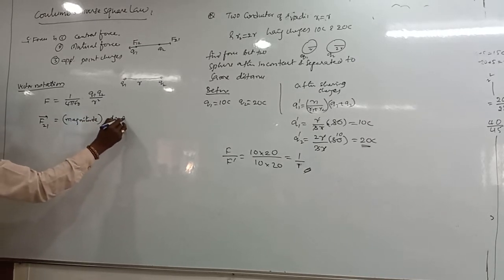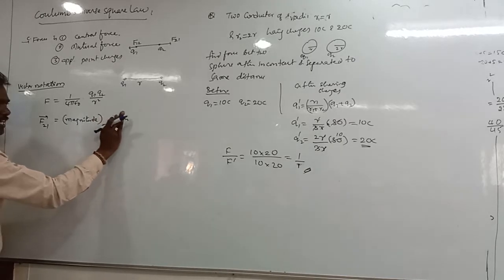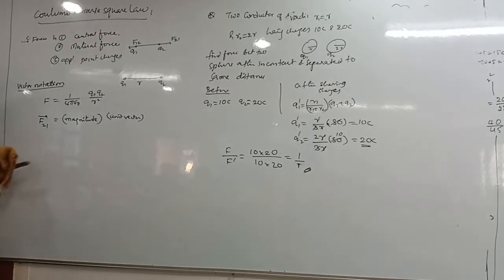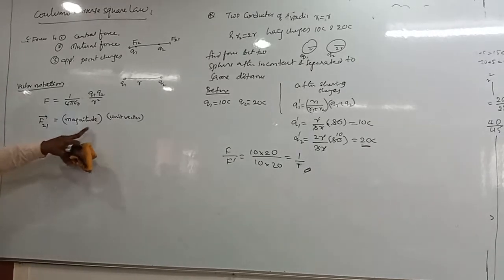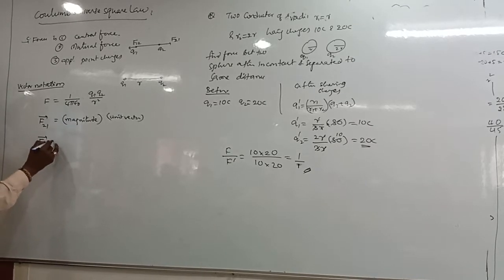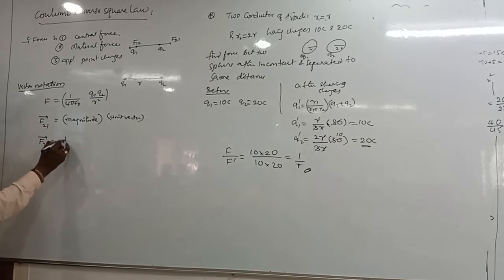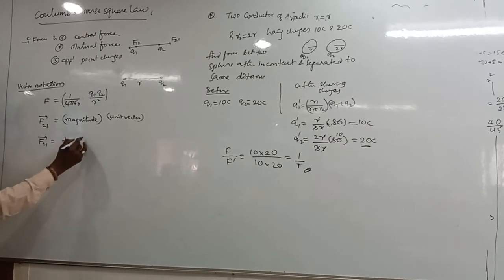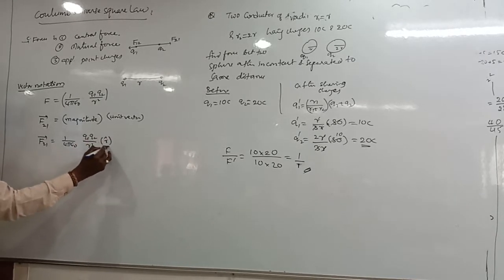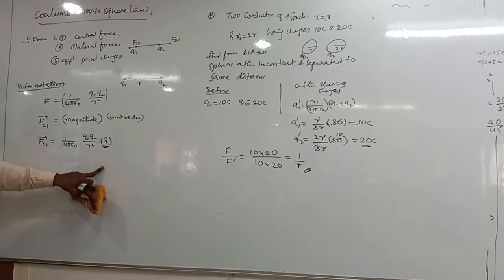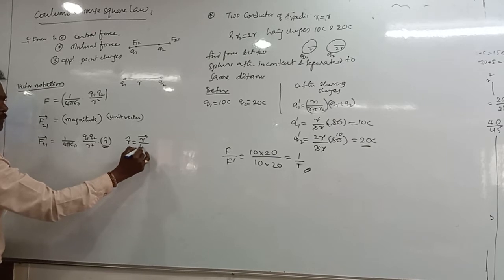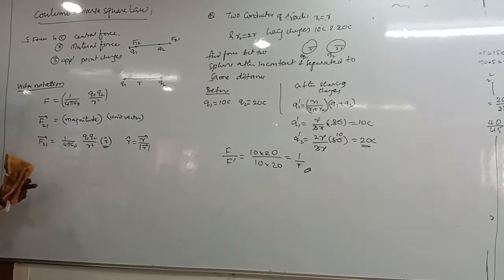and direction. To write the direction, we use a unit vector. With the magnitude and its unit vector, we can get the force. F21 bar, which gives the magnitude, is 1 by 4 pi epsilon naught Q1 Q2 by R square into R cap. R cap we can write as R bar by the magnitude of R bar, right?